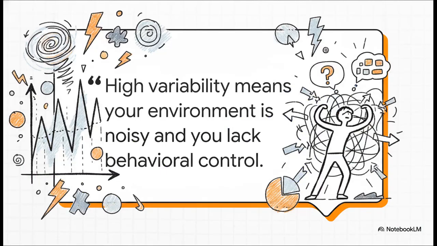Now, what's really interesting is how this visual concept translates directly into clinical reality. There's this fantastic quote in the material: "High variability means your environment is noisy and you lack behavioral control." A massive bounce isn't just chaotic data, right? It's a huge red flag indicating that unseen variables are at play in the environment and behavioral control is lacking.